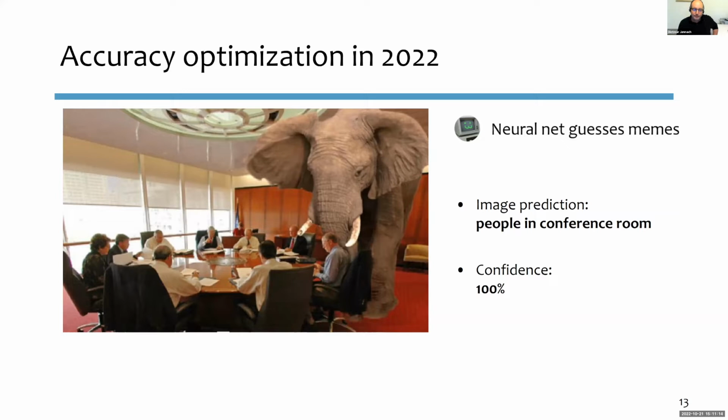But I don't know if you know this Twitter account, the neural net guesses meme. You upload an image, and then you see what the prediction is. And the prediction here would be: there are people in a conference room, right? 100%. So nothing else to see here. And I think this is a good metaphor. We all know for many, many years that accuracy is not enough, right? And so it's really good that we have this workshop, which goes beyond and takes a novel, fresh approach to make this aware and put forward creative measures.